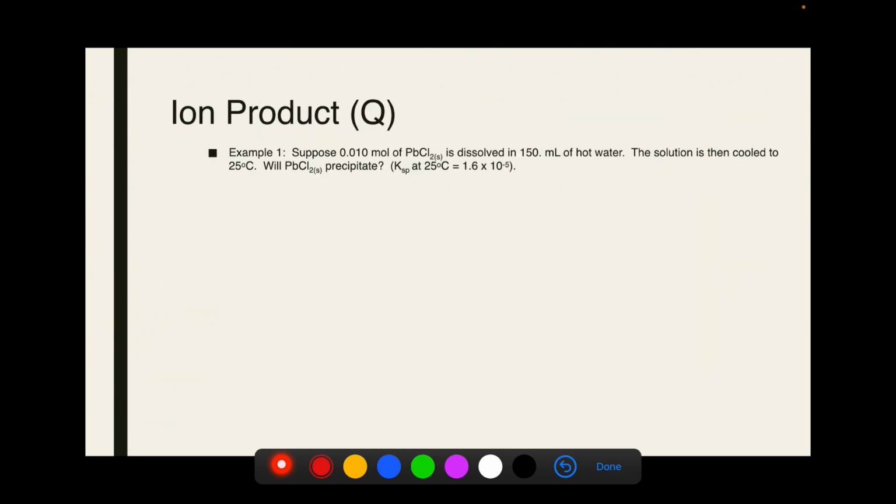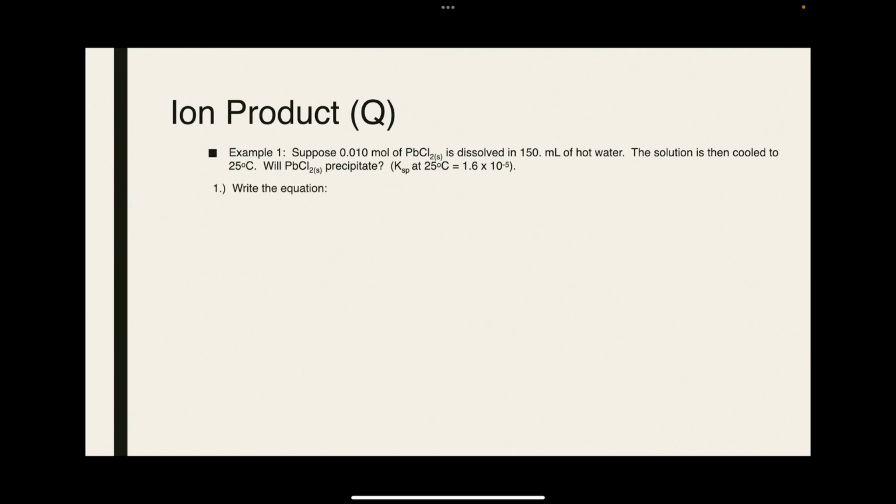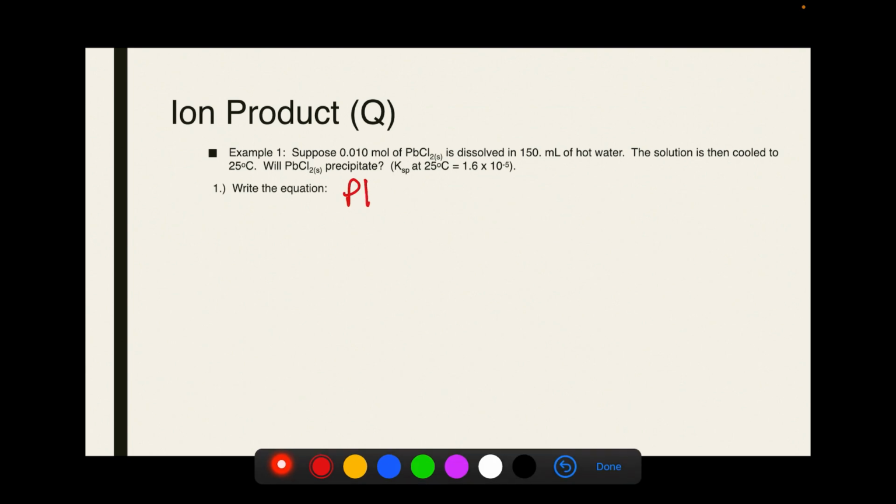Let's look at an example of this mathematically. Here we have a sample of lead 2 chloride being dissolved in hot water. Recall that salts tend to be more soluble at higher temperatures. Then we cool the solution to 25 degrees Celsius. Here's the KSP for lead chloride at 25 degrees Celsius. Will a precipitate form? So first we're going to start by writing the dissociation equation.